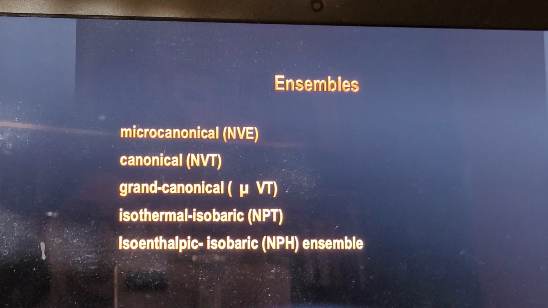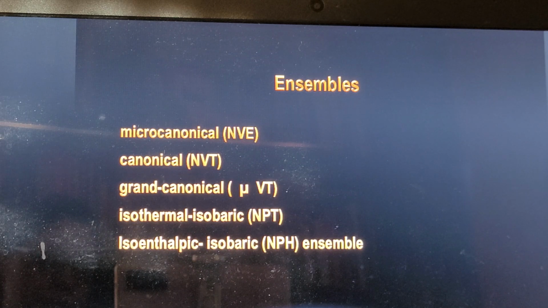Okay, so we have different ensembles: microcanonical ensemble, canonical ensemble, grand canonical, isothermal, isobaric, and isoenthalpic and isobaric ensemble. But what does it mean?